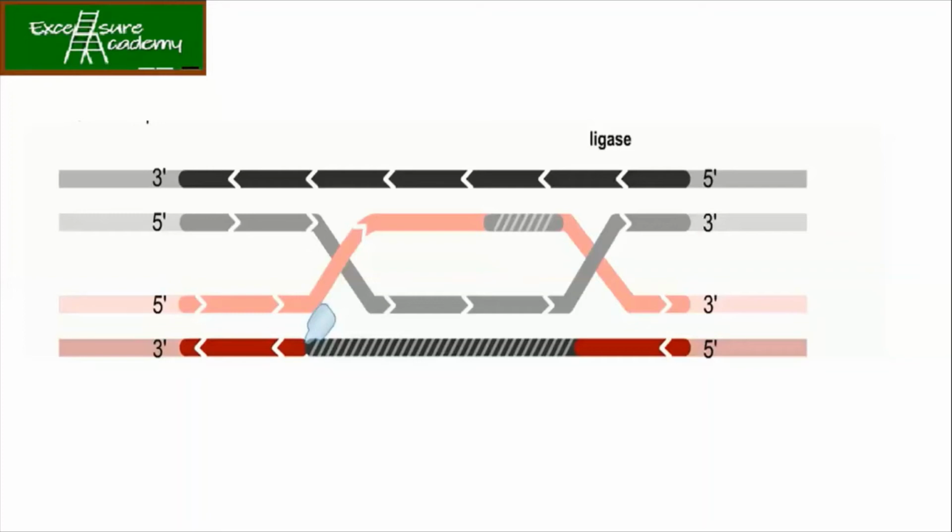Now the thing is that this is not yet done. So we need to open up the structure. We cannot have the homologous sequences tangled like this.